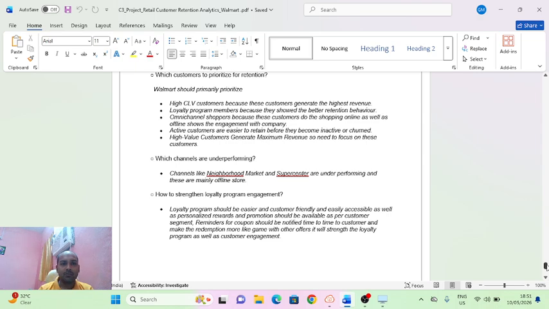We also see that high CLV customers are generating the highest revenue, so we need to focus on the high CLV customers. Also high value customers generate the maximum revenue, so we need to focus on these customers too. Some channels like neighborhood markets and supercenters are underperforming, so we need to focus on these markets. Also we need to focus on the region-wise specific areas where sales are down.